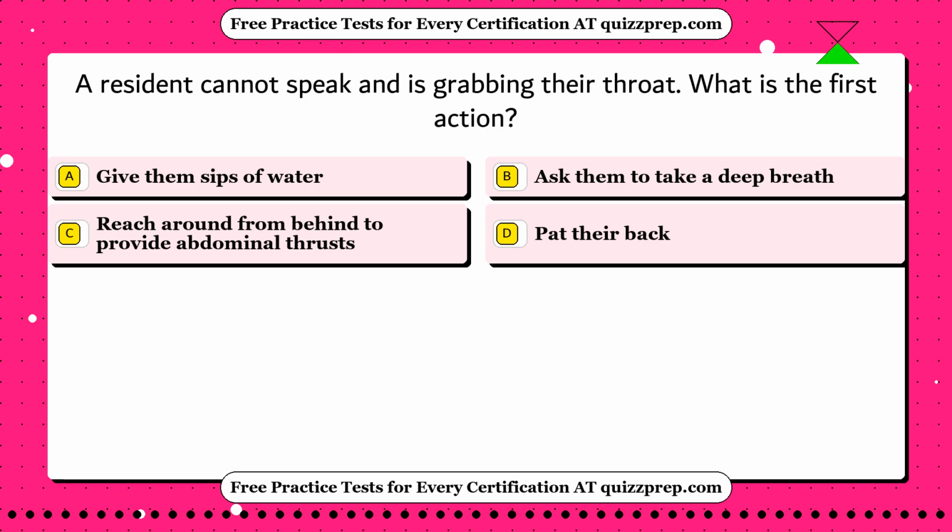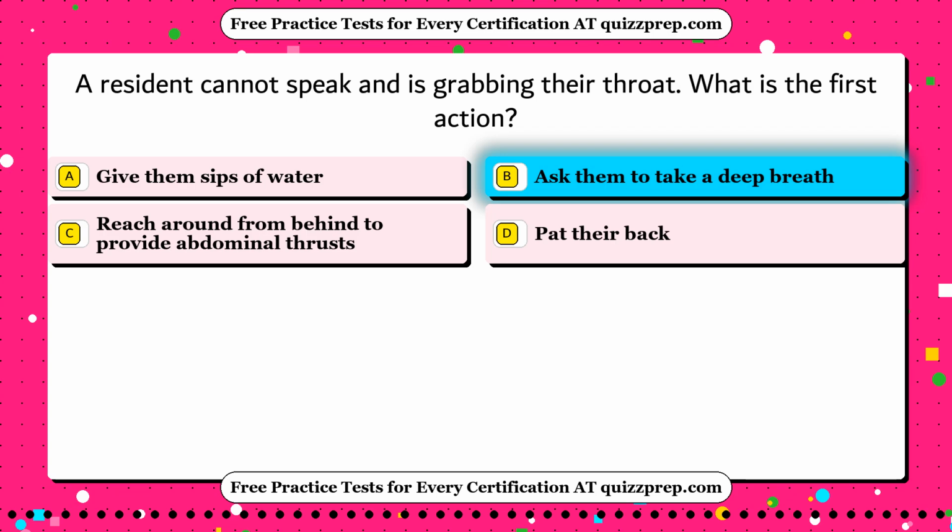Question 152. A resident cannot speak and is grabbing their throat. What is the first action? Option A, give them sips of water. Option B, ask them to take a deep breath. Option C, reach around from behind to provide abdominal thrusts. Option D, pat their back.